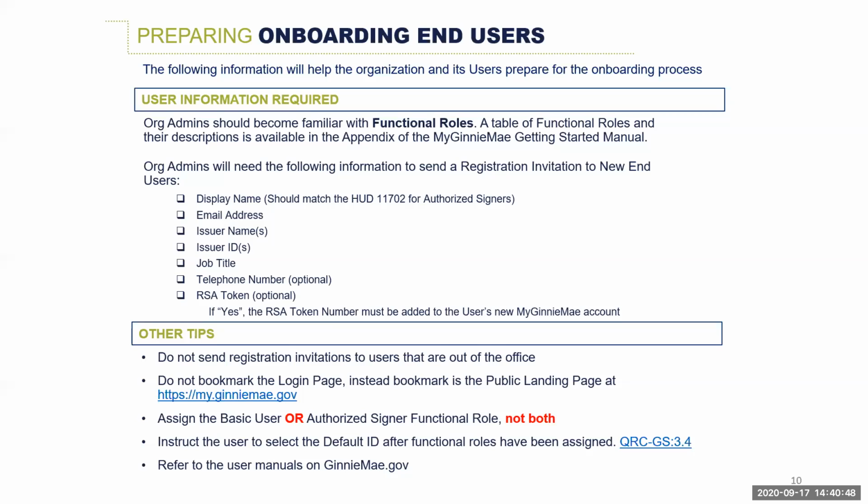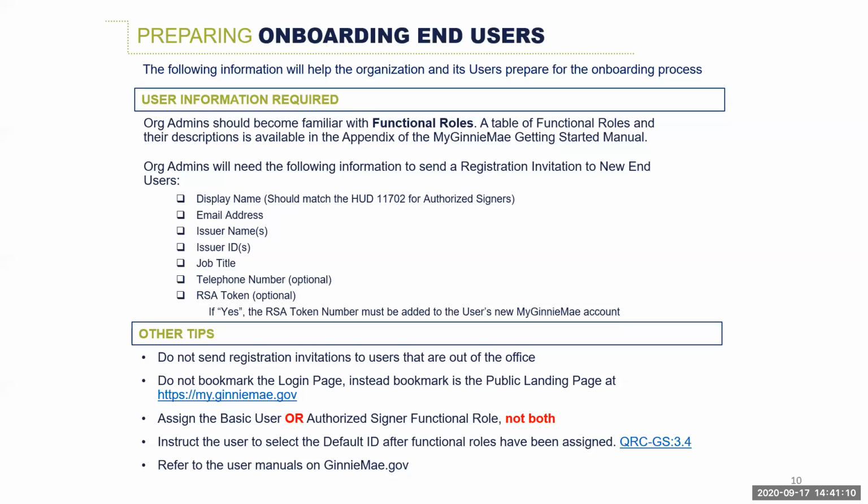Please make sure that you're instructing your users to select the default ID after functional roles have been assigned. So the first time that a user goes into MyGinnieMae to access a business application, they may not see anything in the tools drop-down menu if they have not selected their default ID.